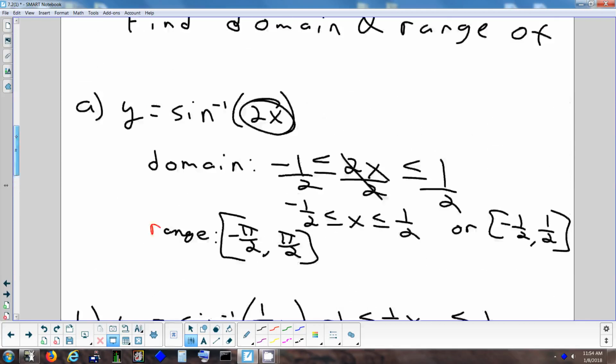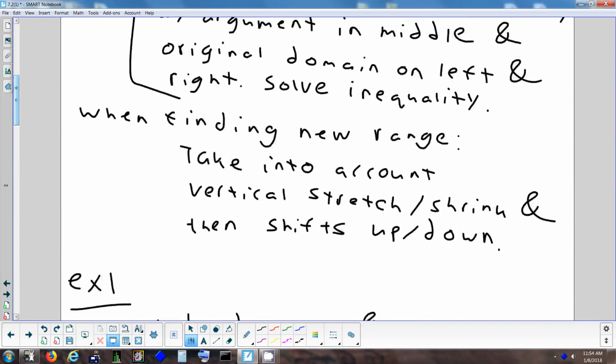Okay, let's copy down how we find the new range. Okay, to find the new range, basically, we just try to reason it through. Like, let's say you had a range that was from -1 to 1, and you doubled it. Well, now it's -2 to 2. If you had a range that was -1 to 1, and you said, I'm going to shift that up 1 unit, well, then the range, instead of from -1 to 1, would be from 0 to 2.